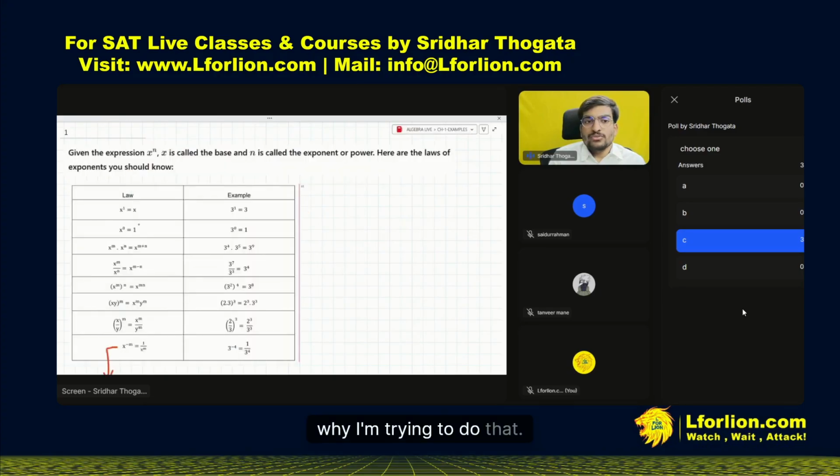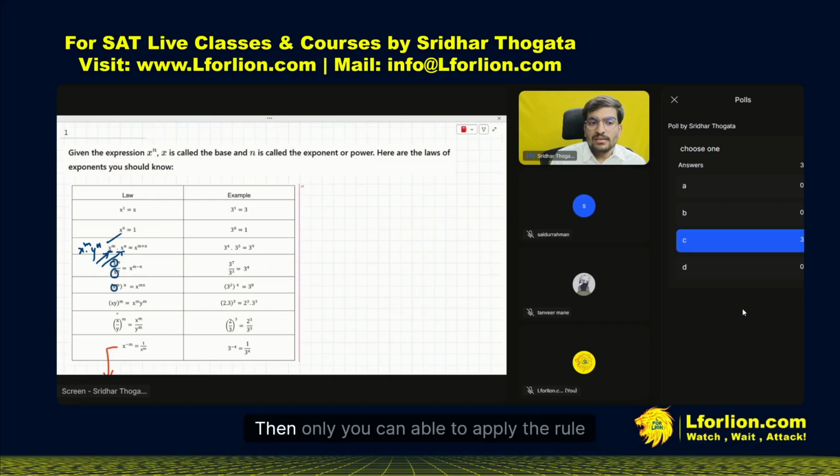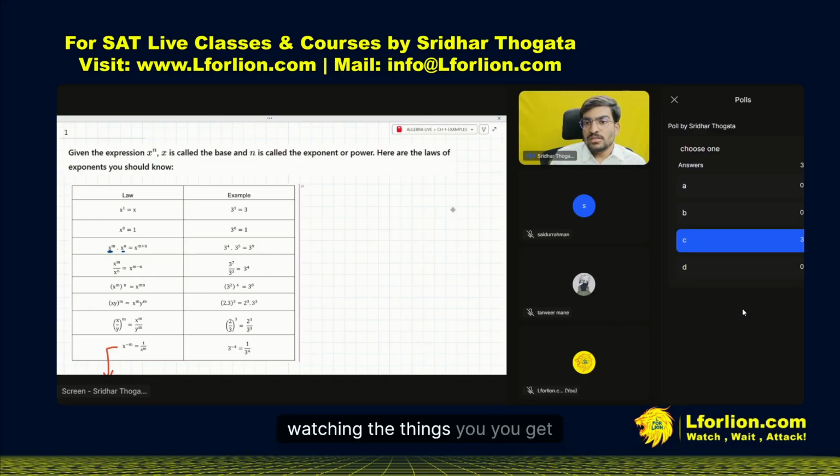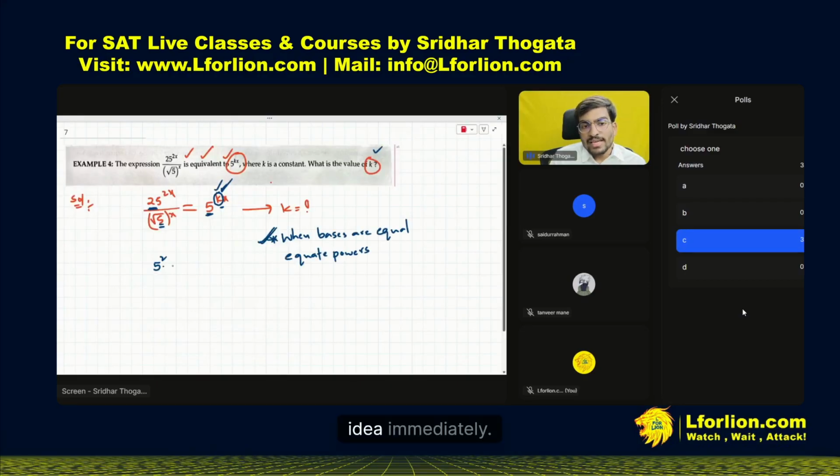Why am I trying to do that? You see, every rule here is applied only when the bases are the same. Let's say x and y are there, x to the power y to the power n. You can't apply the rule. Here the bases must be the same. Then only this rule is applied. You see, all the bases have the same thing. Then only you are able to apply the rule. Bases must be the same. So that's why, after watching, you get the idea immediately.